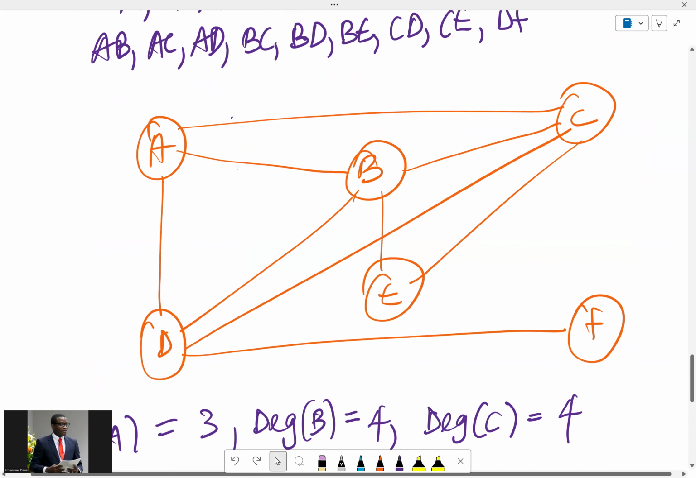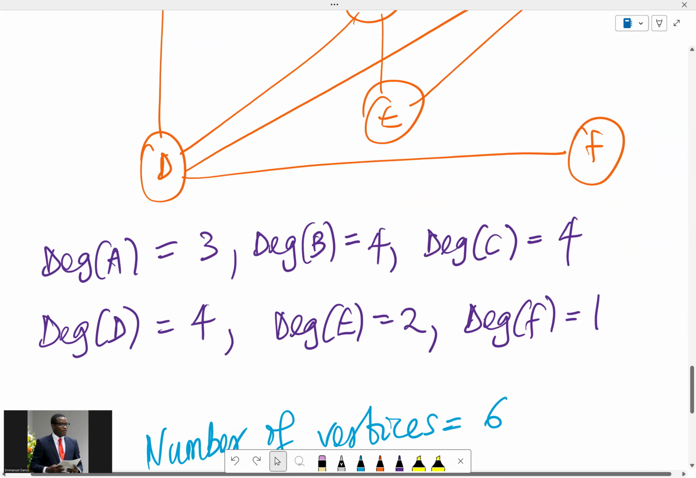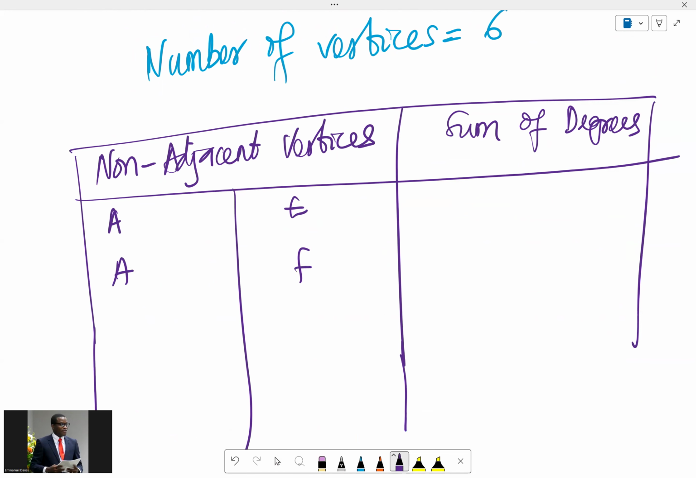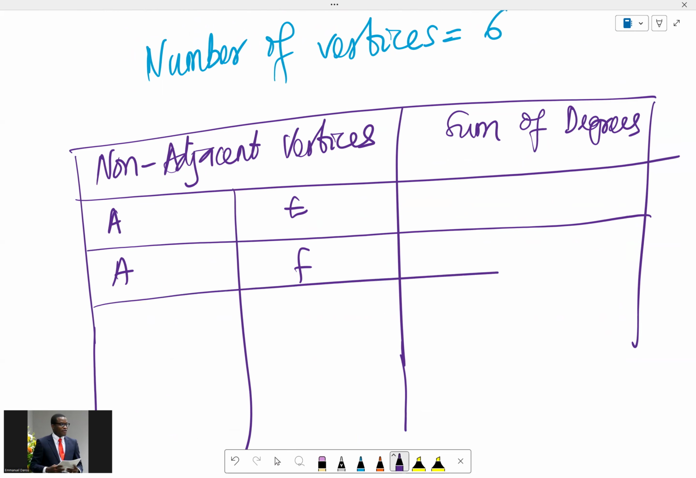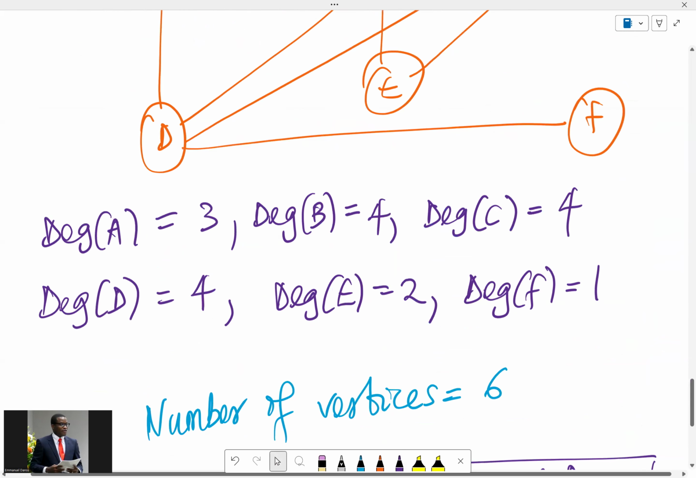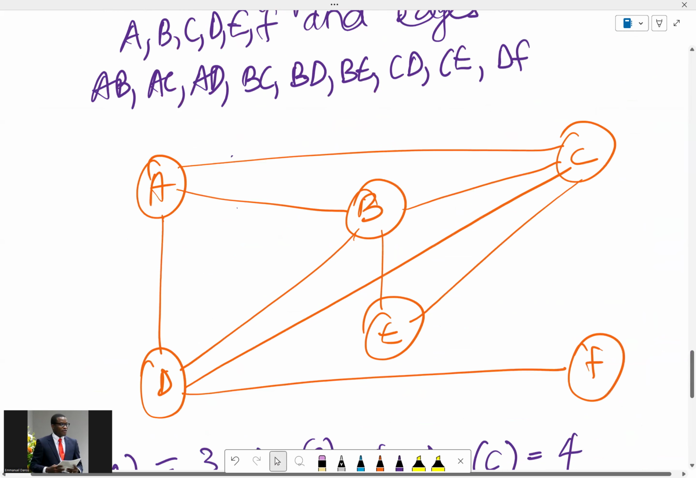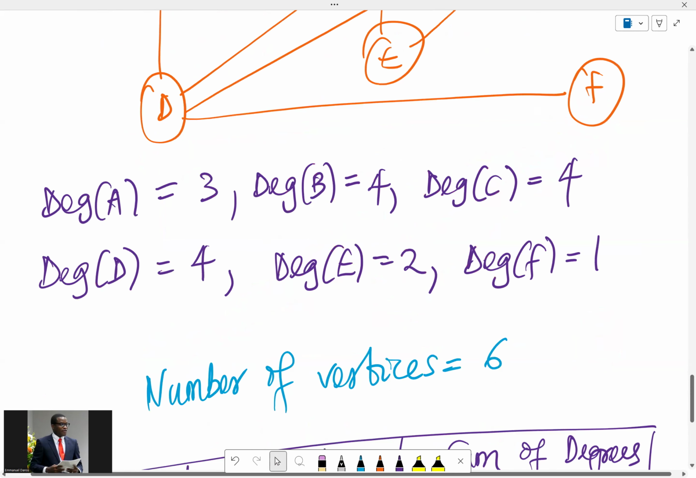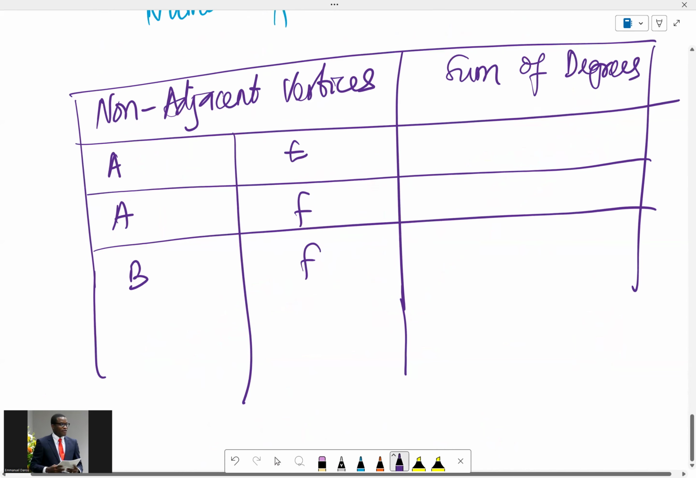A is adjacent to D, C, and B, but it is not adjacent to E and F. So we have the non-adjacent sides now. A and E are non-adjacent. A and F are also not adjacent because they are not connected together, right? Then, which other ones do we have? When we go to B, B is adjacent to A, C, and D. So B is not adjacent to F, so we just have BF this way.